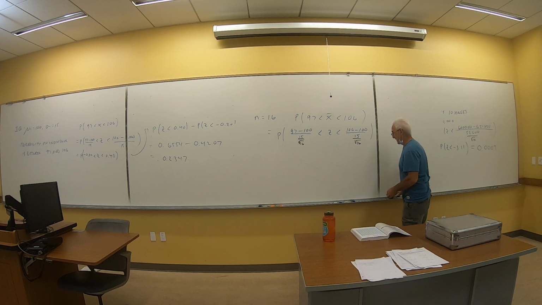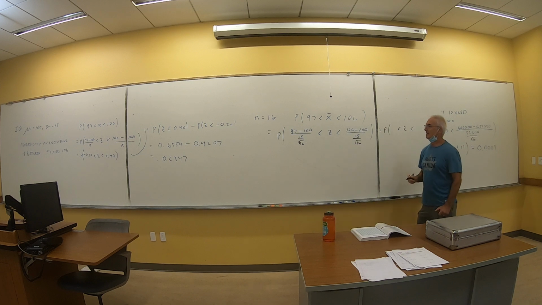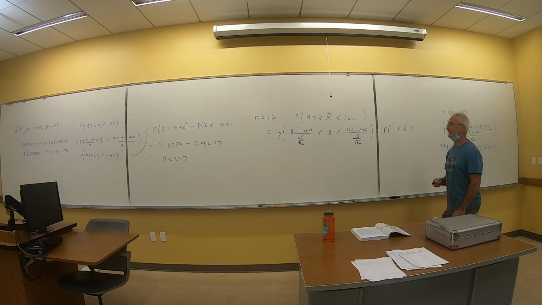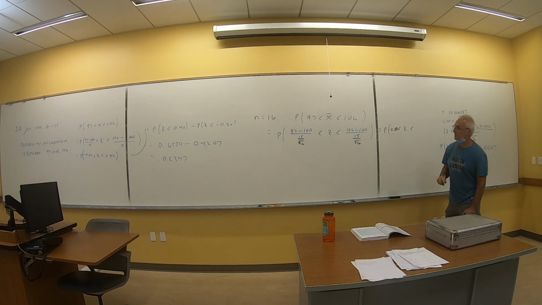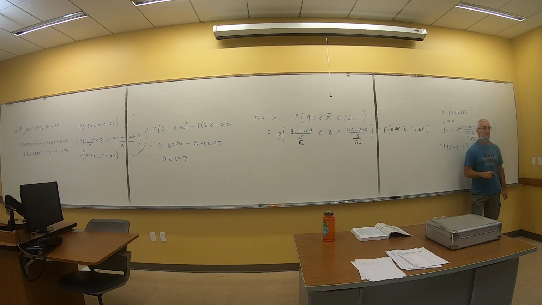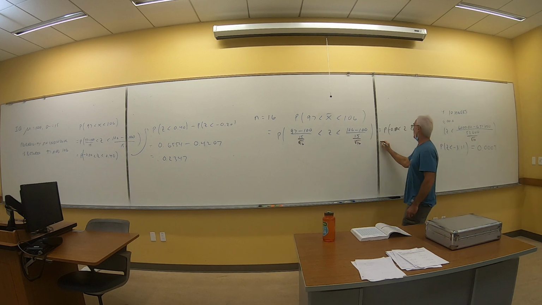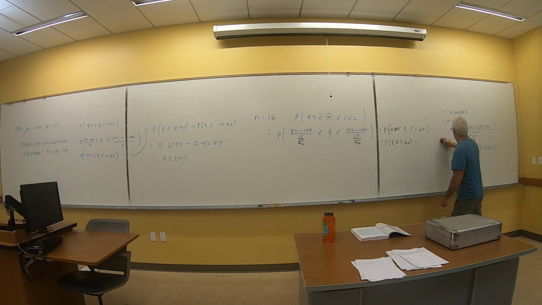So what is that going to do for my z-scores? When you do that calculation, now what are you going to get? Negative 0.8. And what's the other one going to be? 1.6. Hopefully you get something that looks like that. Y'all get that? So therefore, my answer is going to be the probability that z is less than 1.6 minus the probability that z is less than negative 0.8. Now that is not going to be the same probability.